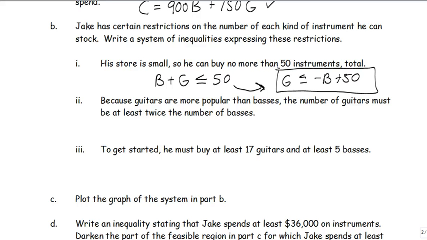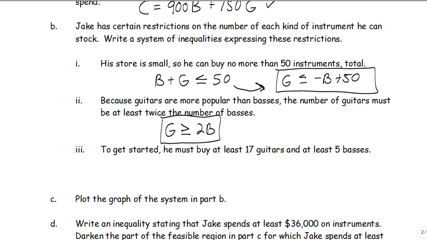Because guitars are more popular than basses, the number of guitars must be at least, so greater than or equal to, twice the number of basses. That's a y equals equation. We're good there. I'll graph this later.